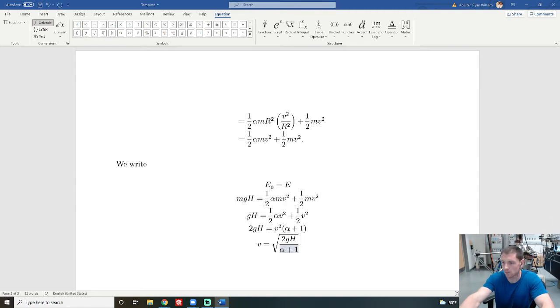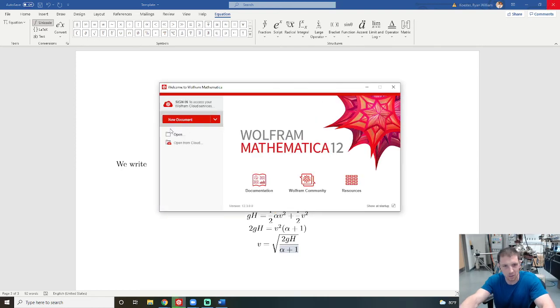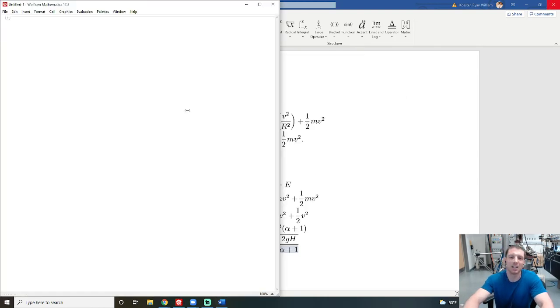And I can get into Mathematica now, and wow, this is weird. The iPad just made a sound as I opened Mathematica, and I was like, what? Mathematica doesn't make sounds.